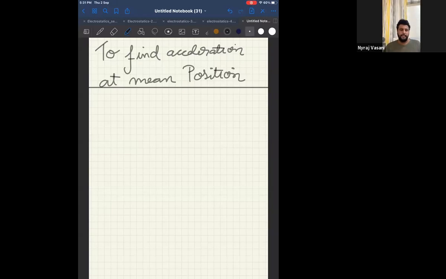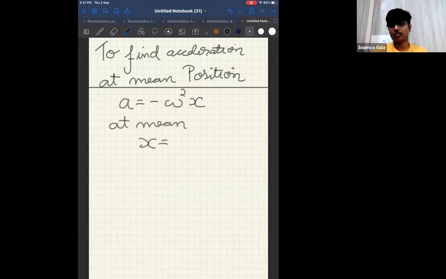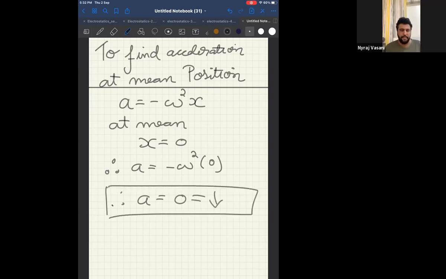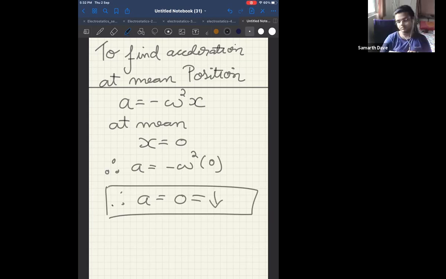Okay, listen. I will show it on the screen. You tell me whether you have understood or not. Okay. See here. We know that acceleration is equal to minus omega square x. We know this formula. And also, can I say x is equal to 0. Yes. Make a note of this derivation. Okay, sir.